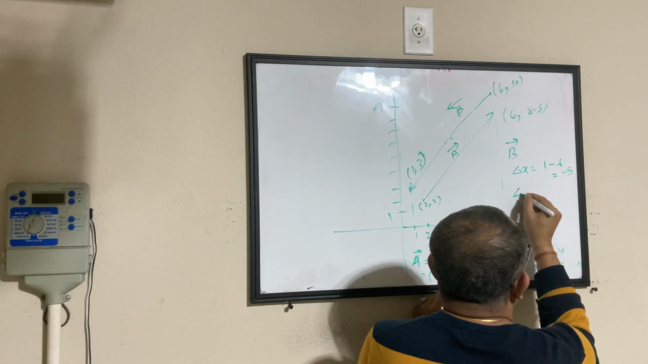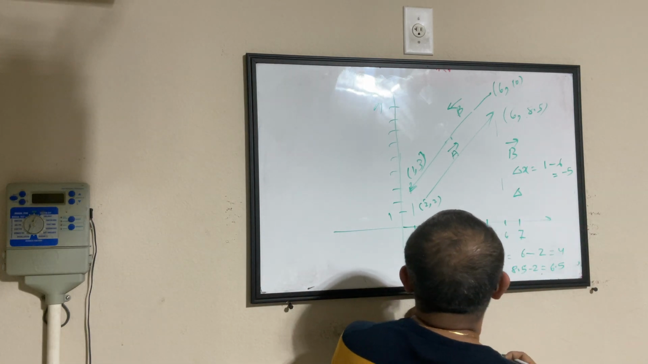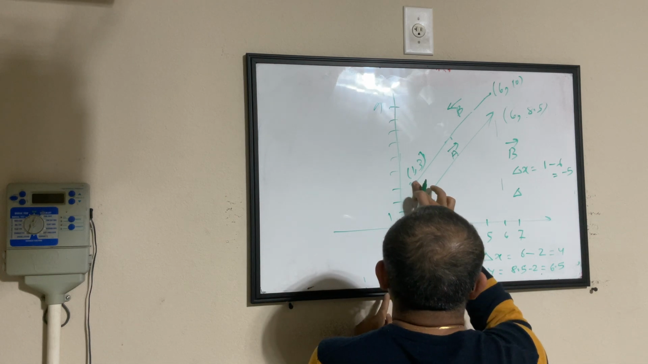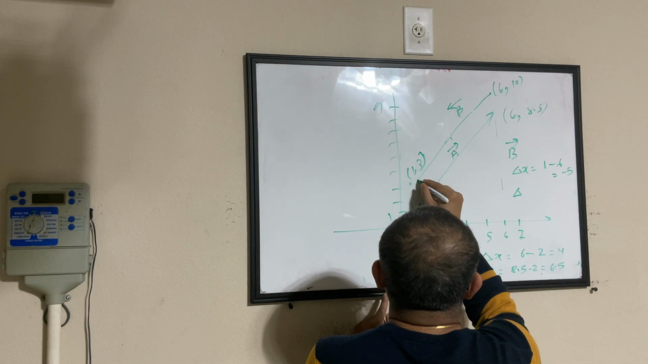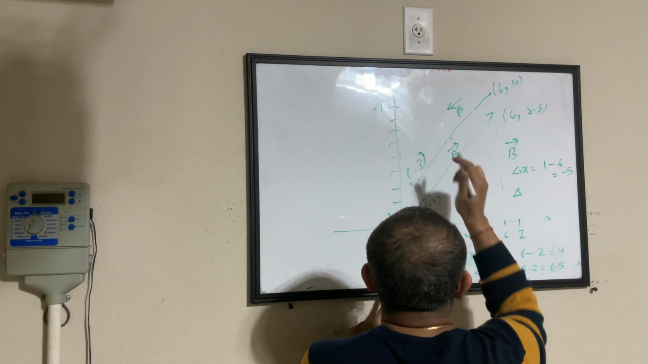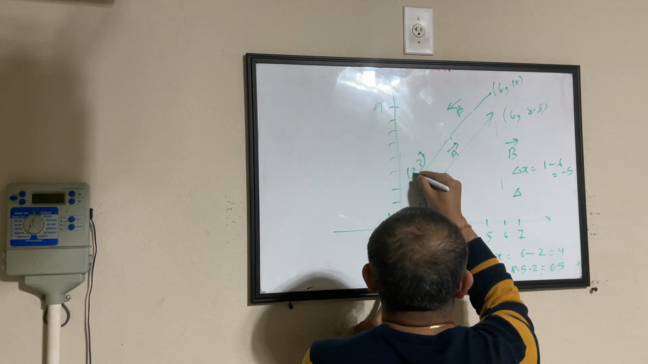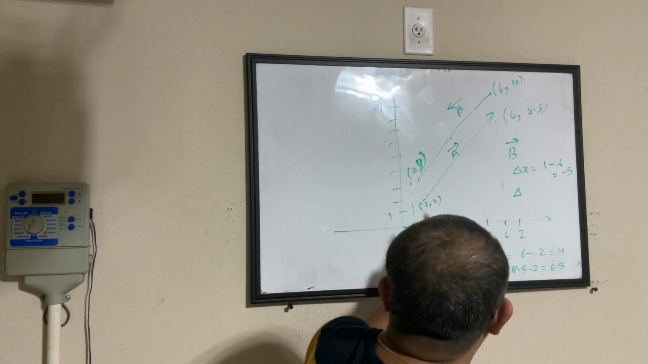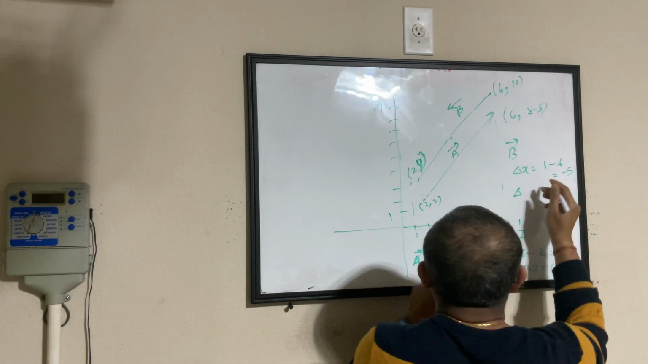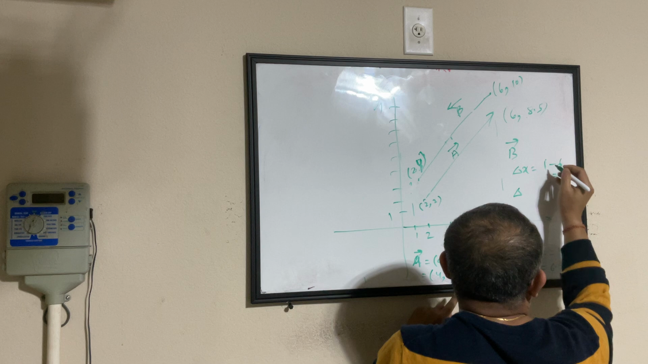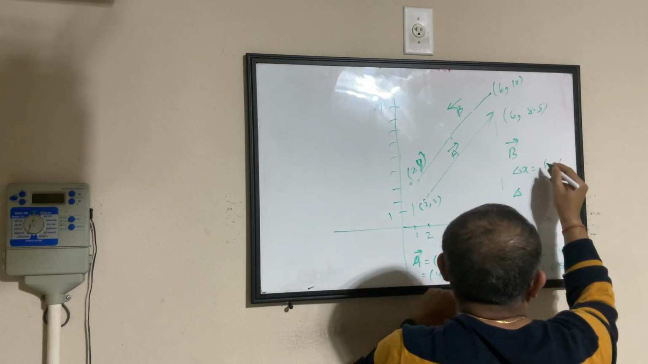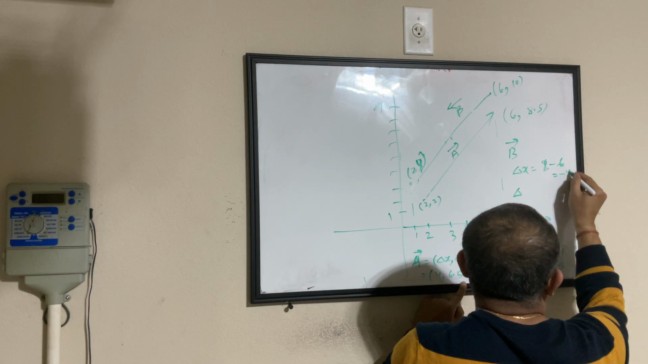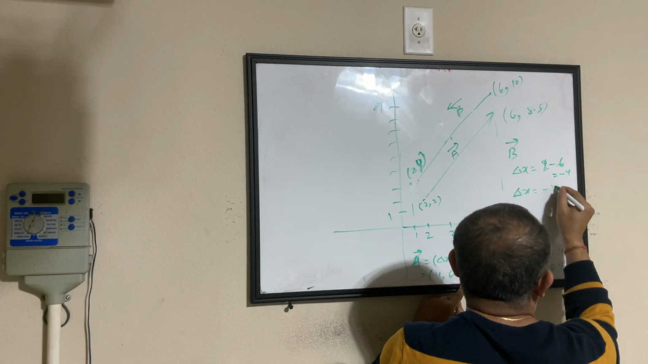And delta x here, I could have plotted it a little better. I could have picked the point here, so that would have been 2, 4. So it will be 2 minus 6. That gives me minus 4. So my delta x value is minus 4.